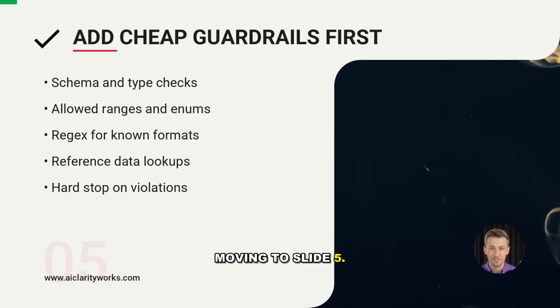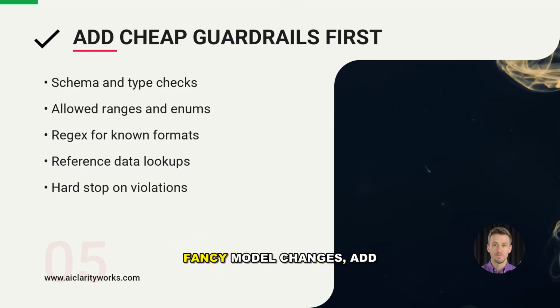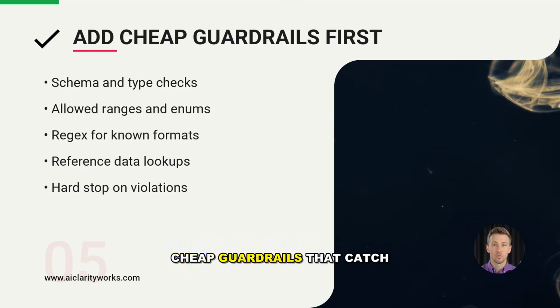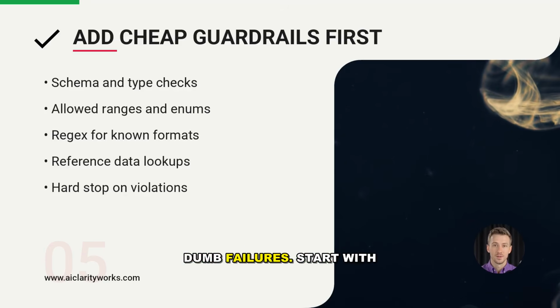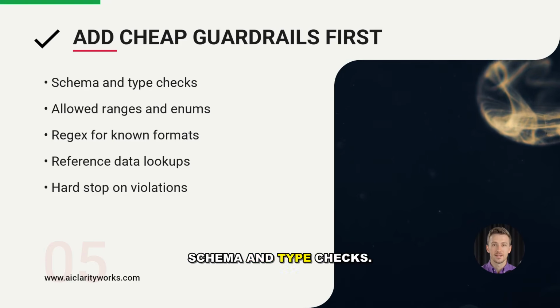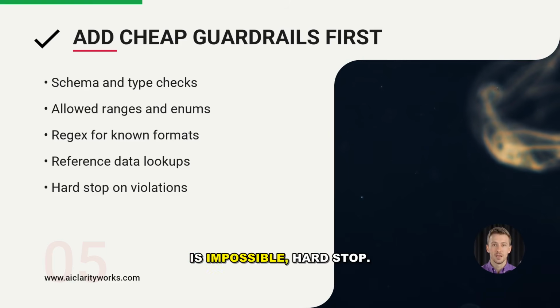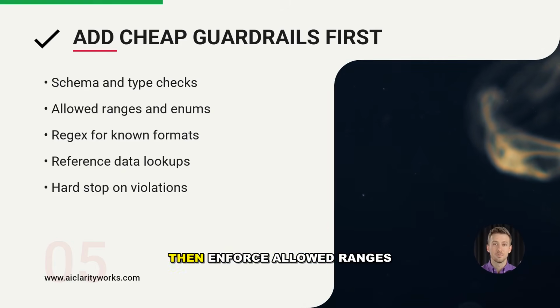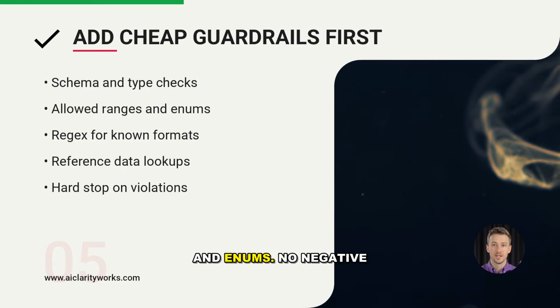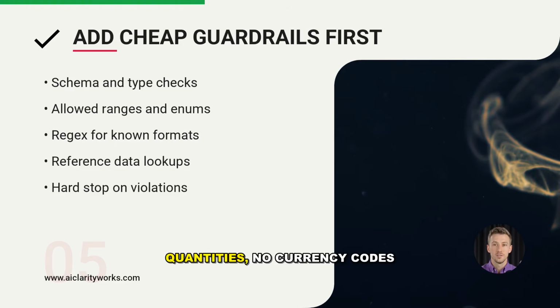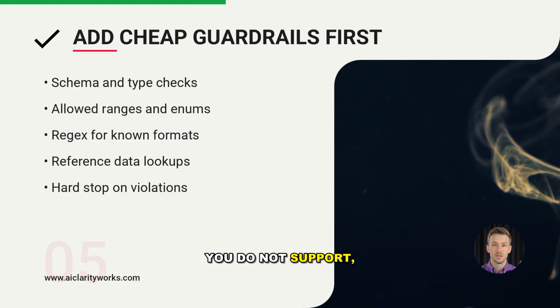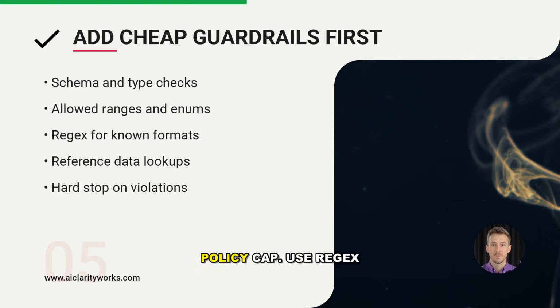Moving to slide 5. Before you reach for fancy model changes, add cheap guardrails that catch dumb failures. Start with schema and type checks. If a field is missing, the type is wrong, or a date is impossible, hard stop. Then enforce allowed ranges and enums. No negative quantities. No currency codes you do not support. No discount over your policy cap.